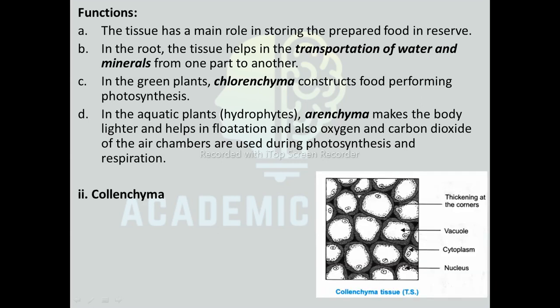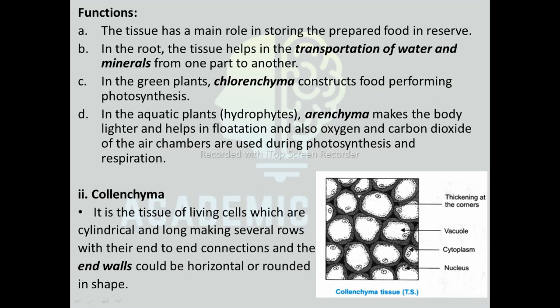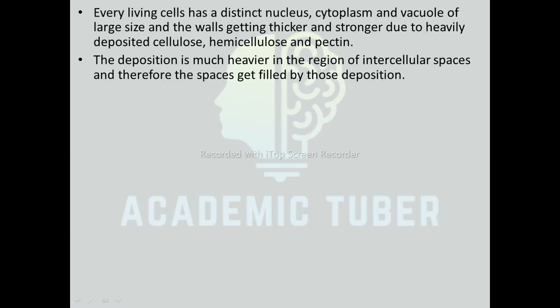Next one is collenchyma. Here is a diagram showing the TS of collenchyma tissue. Collenchyma is a tissue of living cells which are cylindrical and long, making several rows with their ends to end connection, and the end walls could be horizontal or rounded in shape. Every living cell has a distinct nucleus, cytoplasm and a vacuole of large size, and the walls get thicker and stronger due to heavily deposited cellulose, hemicellulose and pectin. The deposition is much heavier in the region of intercellular space, and therefore the spaces get filled by those depositions.